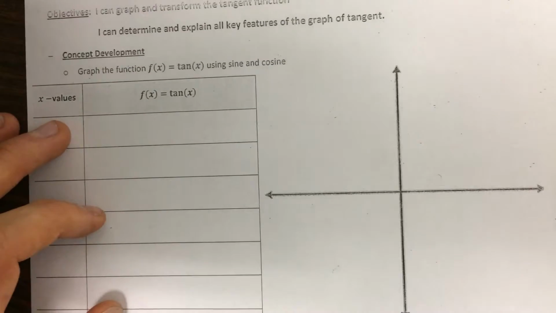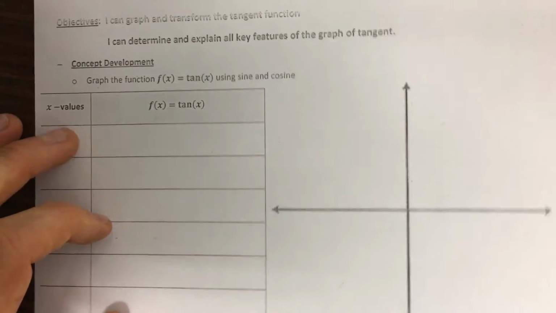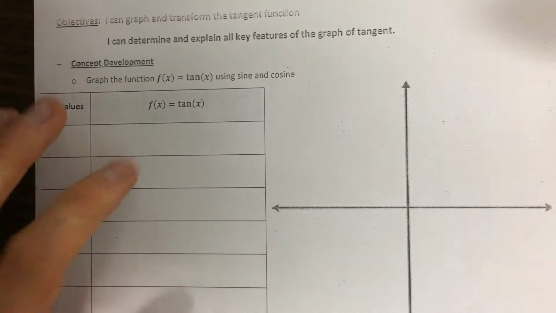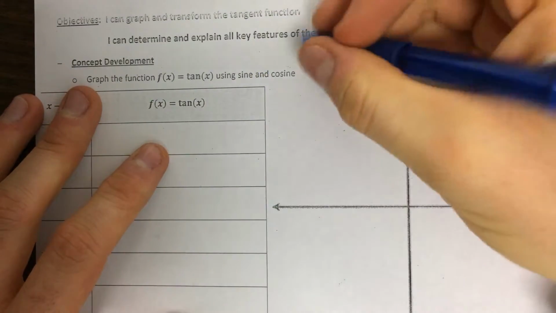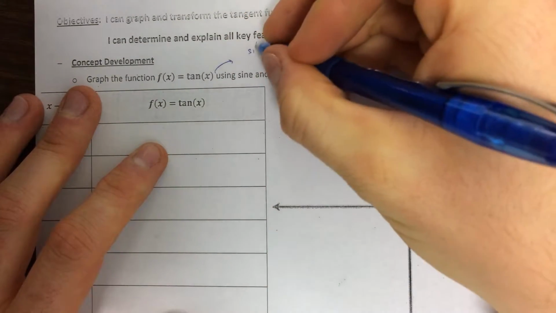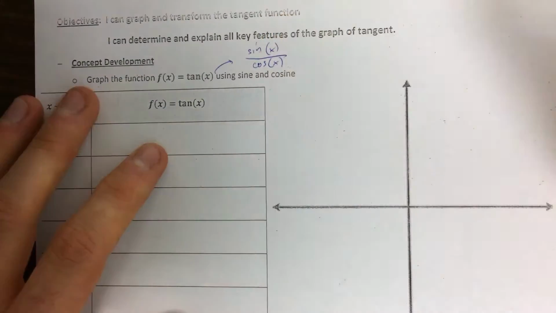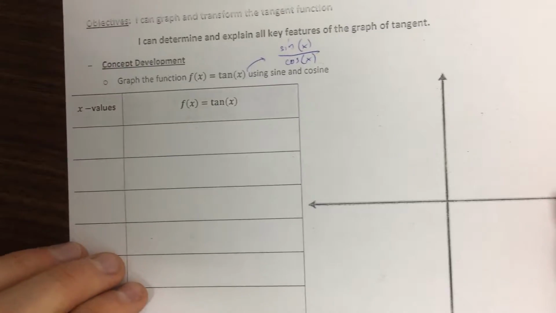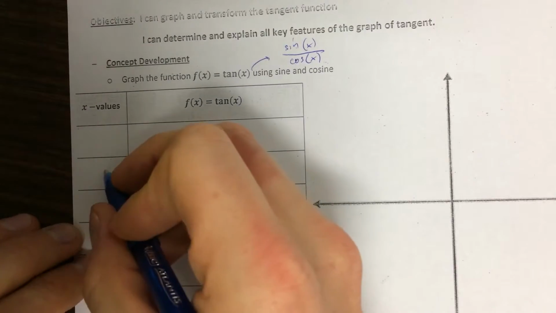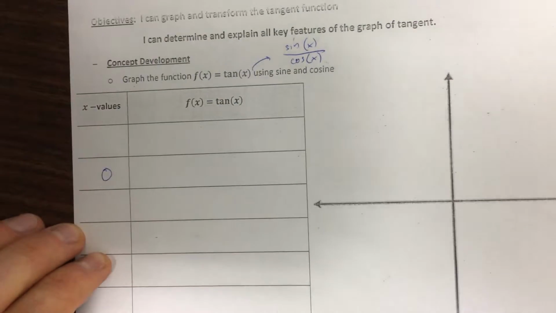We're looking at graphing tangent. And so in order to graph tangent, we're going to use sine and cosine because tangent is sine of x divided by cosine of x. And our x values, I'm going to put 0 here. We'll see y in a few minutes.